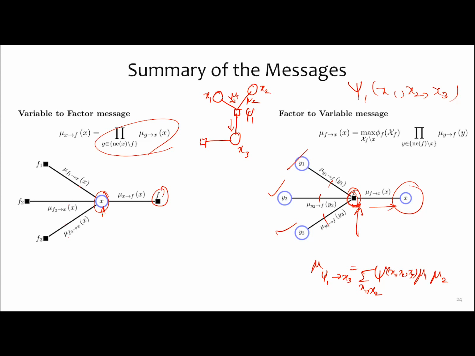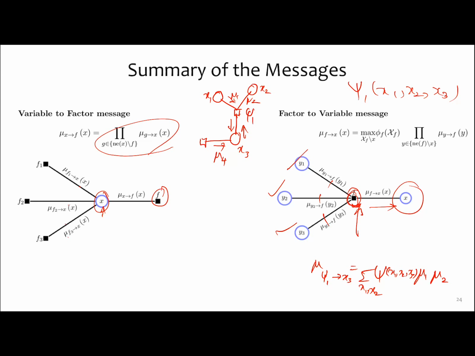Now, let's say that x3 wants to send a message to psi 1. What should I do? Does it just send mu4? Exactly. You want to send a message, all of the incoming messages you multiply, and this node is only receiving 1. So just send that.